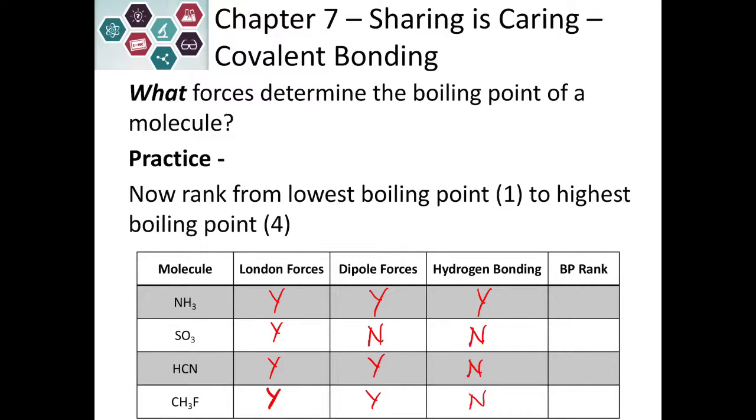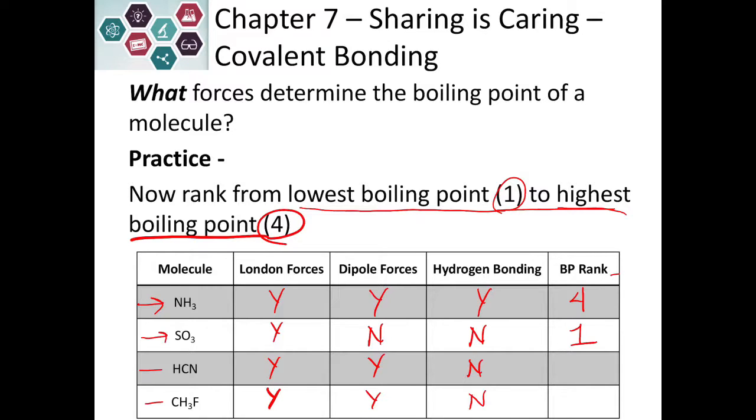And now we're going to think about that boiling point. We're going to give the lowest boiling point number 1, and the highest boiling point number 4. So the NH3 has all 3 forces, so that will be the highest, so that will be number 4. SO3 only has 1 force, the London forces, so that will be the lowest, number 1. Then HCN and CH3F, we have a tie at 2 forces each.